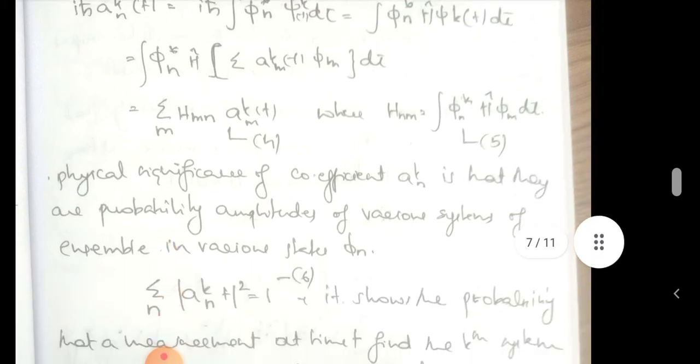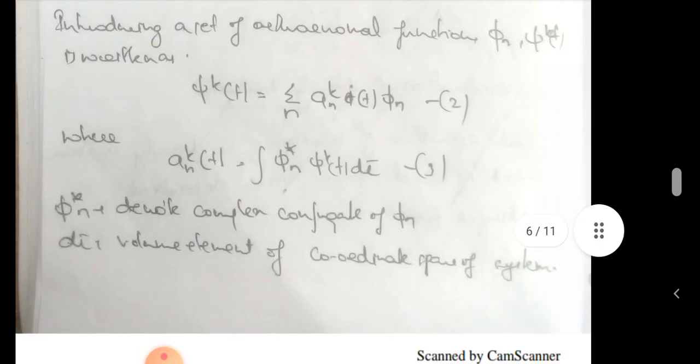Now, speaking about the physical significance of the coefficient a_kn, it is evident from equation 2 that these are the probability amplitudes of various systems of the ensemble in various states phi_n. Now, sigma_n of |a_kn(t)| whole squared is always equal to 1, and it shows that the probability that a measurement at time t finds the kth system of the ensemble in a particular state phi_n.